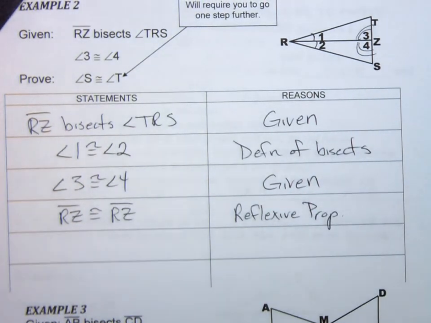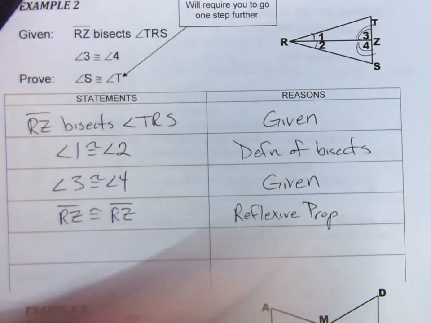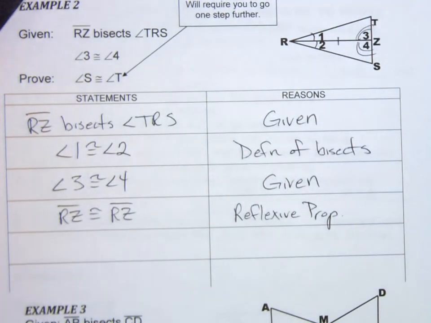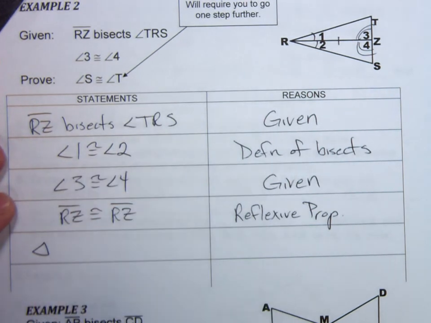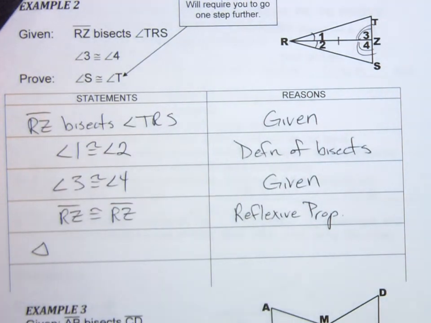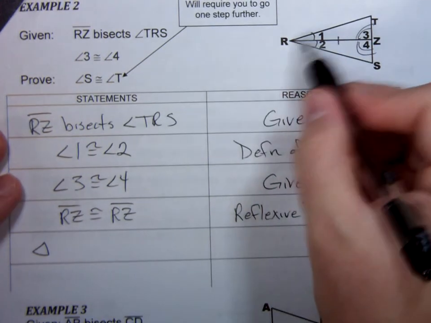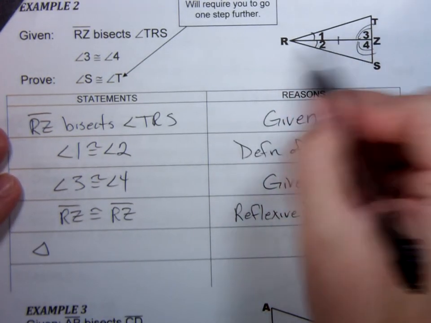Okay, at that point, I have 3 congruencies. I just figured out I got a pair of congruent sides right here. So now I know that these triangles are congruent. So when I write a congruent statement, it's got to go in corresponding order. Now I can name the first triangle in any order I want. So I'm going to call this top triangle RTZ.